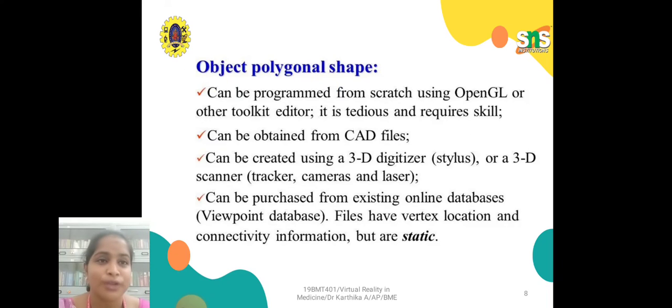See here, the object polygonal shape can be programmed from scratch using OpenGL or another toolkit editor. It is tedious and requires skill. It can be obtained from CAD files. It can be created using a 3D digitizer or a 3D scanner, tracker, cameras and laser. It can be purchased from existing online databases, and the files have vertex location and connectivity information but are static.